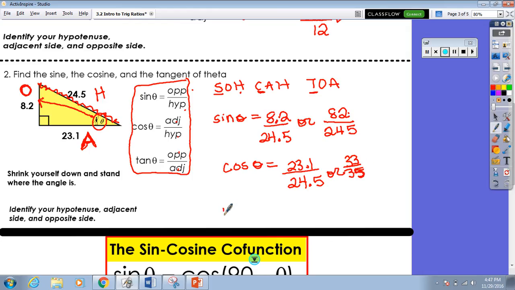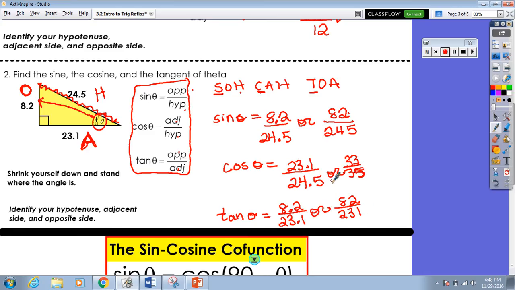Okay, one more time, let's do tangent of theta. So that is opposite. This is the side that has the O, so that's 8.2 over adjacent, which is 23.1. Alright, or let's simplify it. So 8.2 divided by 23.1, and I get 82 over 231. So if you notice, they just moved the decimal back one when they divide it, okay?